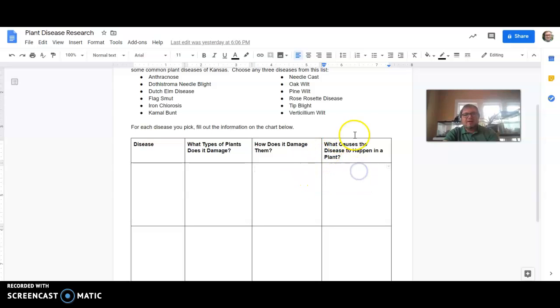And then finally here, what causes the disease to happen in a plant? So again, think about the source of it. What happens in the first place for a plant to get these conditions? Is it a fungal infection? Is it a viral infection? How does it spread between plants? So think about those pieces here for what you're researching on this last part.